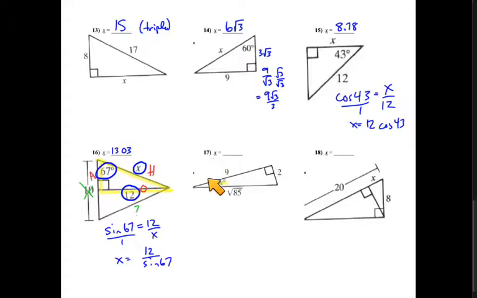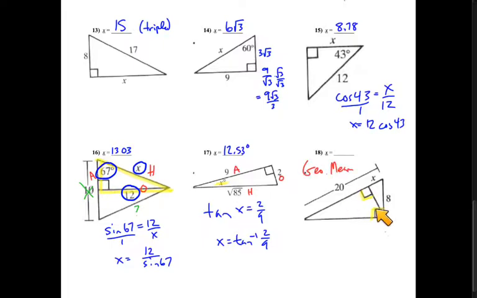Number 17. All three sides are given. We're trying to solve for the angle. When you're trying to solve for the angle in a right triangle, you will use sine, cosine, and tangent, the arc sine, the arc cosine, the arc tangent. You get to choose which ones you're going to use. I would avoid the square root of 85 because 2 and 9 are those integers. Those are nice. So from the perspective of x, 9 is adjacent, 2 is opposite, square root of 85 is hypotenuse. I'm going to use the 2 and the 9. Tangent of x equals 2 over 9. If you use the square root of 85, you can. Just be careful when you type that in your calculator. If you don't do it correctly, you won't get the right answer.